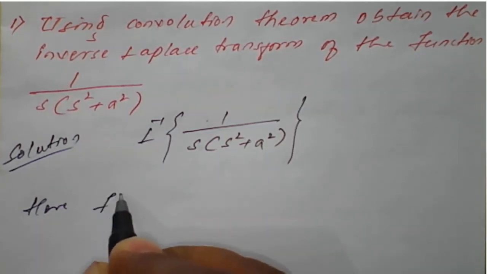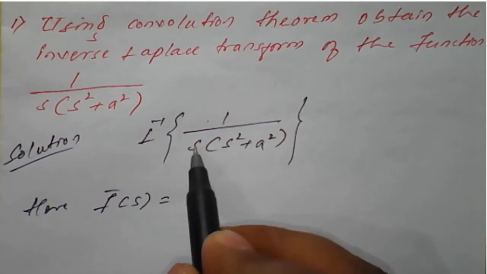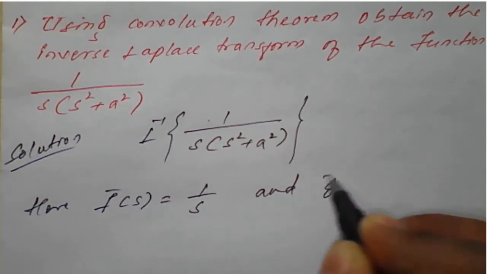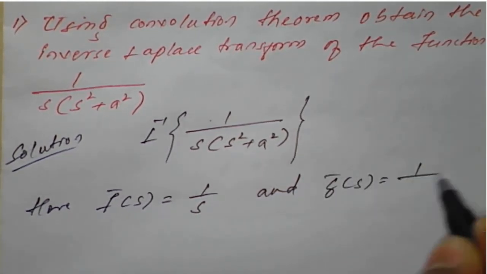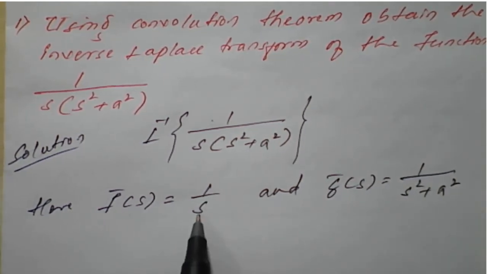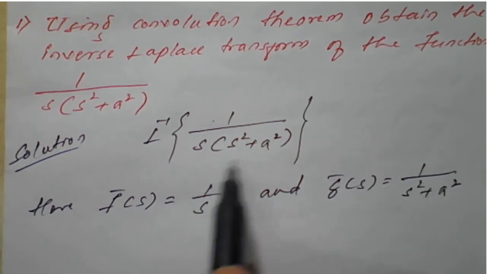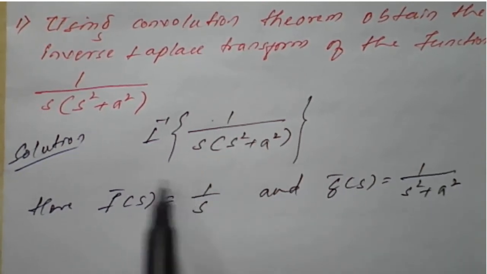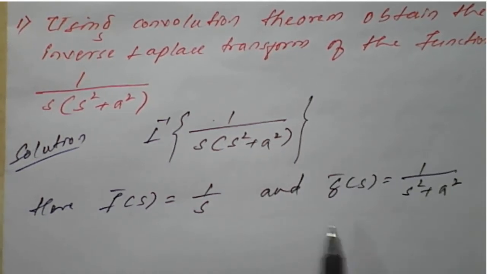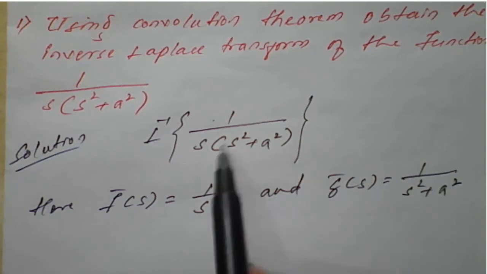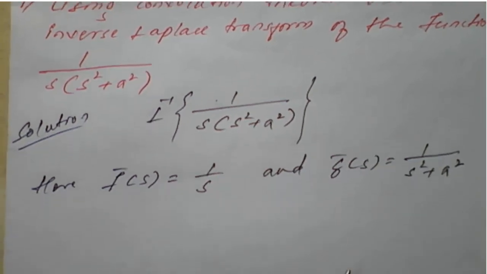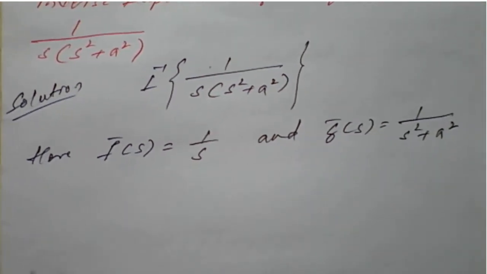So here I will consider f dash of s is equal to 1 upon s, and g dash of s is nothing but 1 upon s square plus a square. So 1 upon s into 1 upon s square plus a square, we get back this. I have taken 1 upon s as f dash of s, and 1 upon s square plus a square as g dash of s. If you multiply both, we get back the original. So once we get f dash of s and g dash of s, we need to find the inverse Laplace of these.